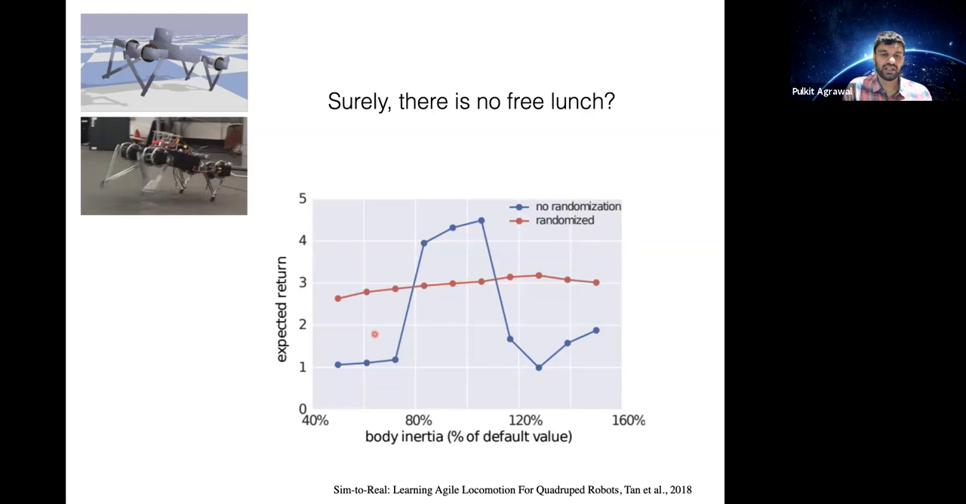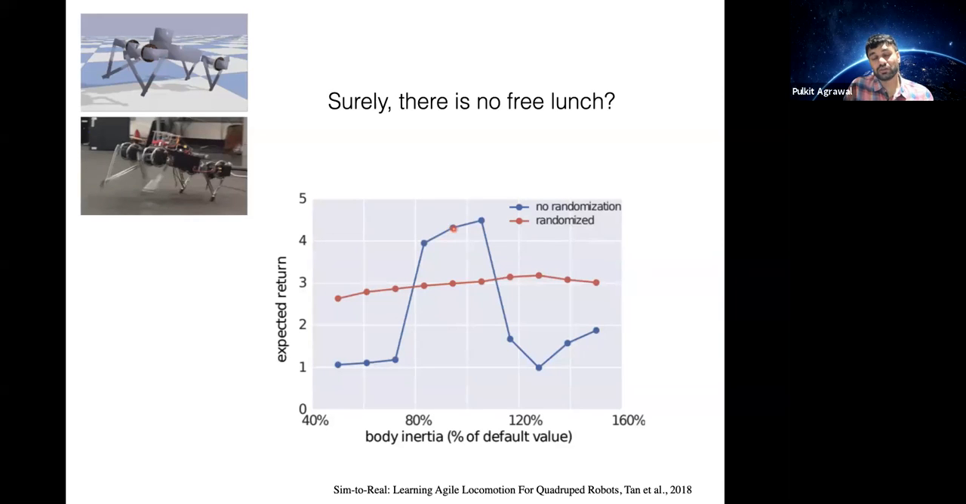It turns out that if I train a policy without randomization, say the blue line, where the y-axis is the return and the x-axis is the value of a particular parameter, here body inertia, then if my body inertia in simulation matches the real world, or is close to it, I get good performance. But if the body inertia in the real world deviates too much from simulation, the performance is much worse. This is what would happen if you train with a single parameter setting.